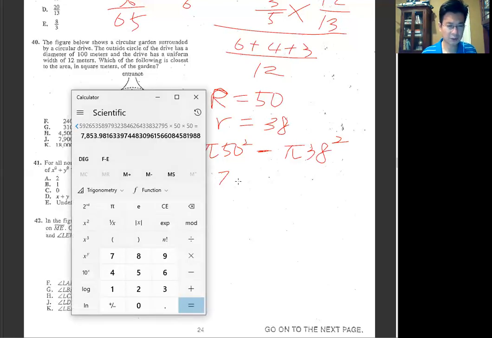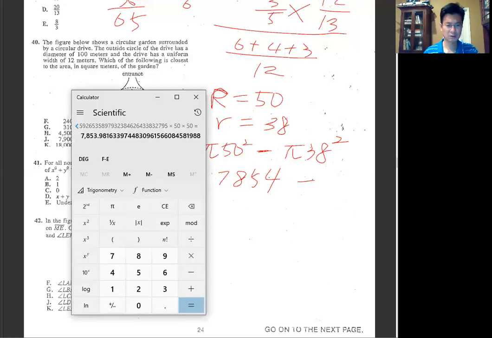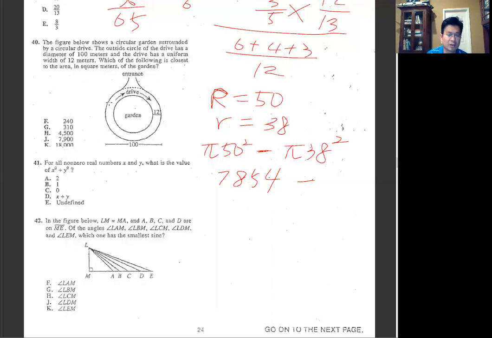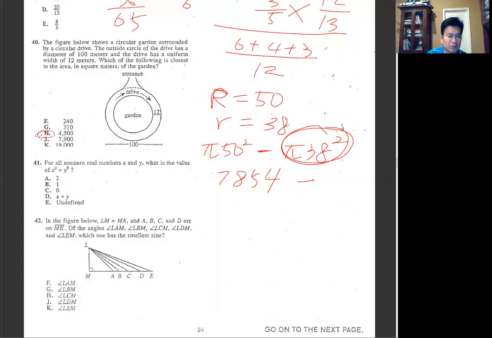7, 8, 4 minus 5 times 5 something. Oh, why do I do this? Yeah, we don't need to do this, I was getting the area of the drive. We only need to get this one. Okay. So that is 4,500.